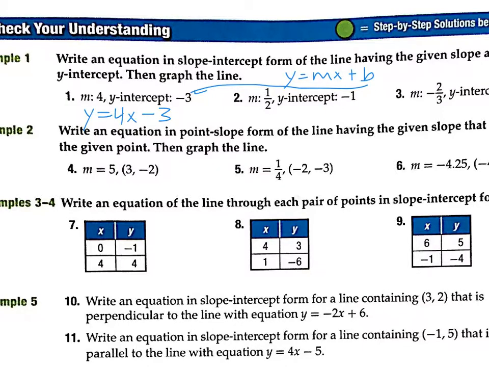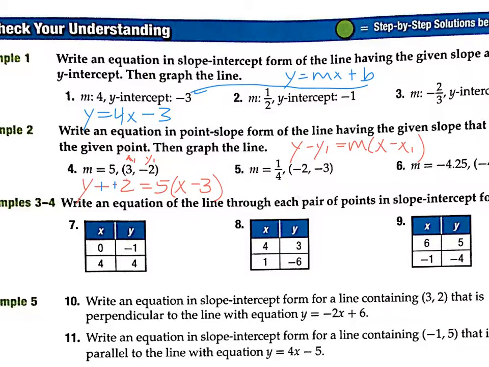All right, number 4, write an equation in point-slope form. This is different: it's y minus y1 equals m times (x minus x1). So 5 is our m, this is our x1, this is our y1. We plug into the formula y minus y1, which is -2. The minus sign does not replace the negative sign. Then equals m times (x minus x1). If we simplify this, it becomes y plus 2 equals 5 times (x minus 3).